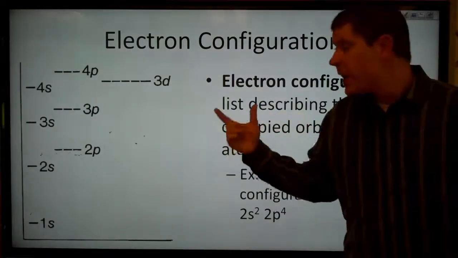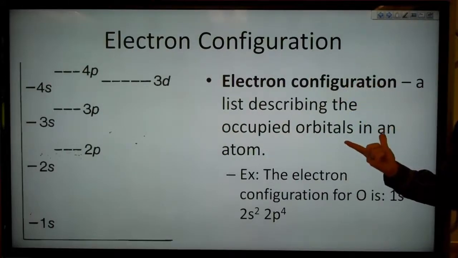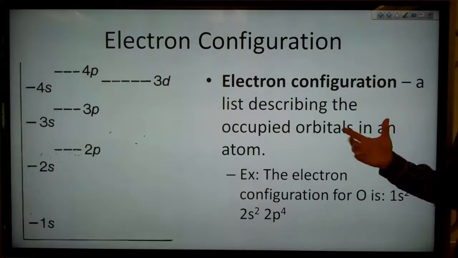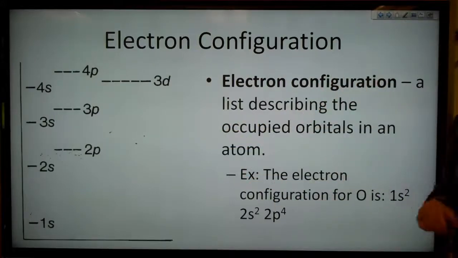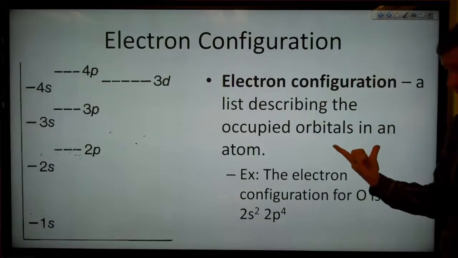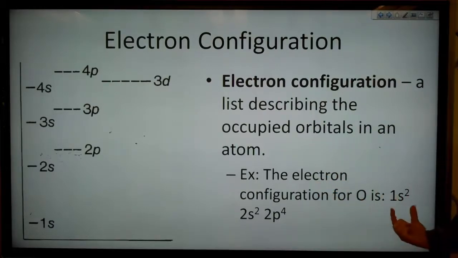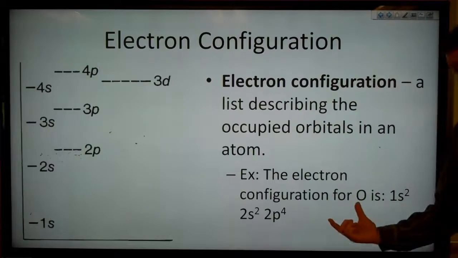Alright, so this brings us now to the electron configuration. The electron configuration is a list describing, not graphically, but in letters and numbers, the occupied orbitals in an atom. So, for instance, the electron configuration for oxygen is 1s2, 2s2, 2p4.